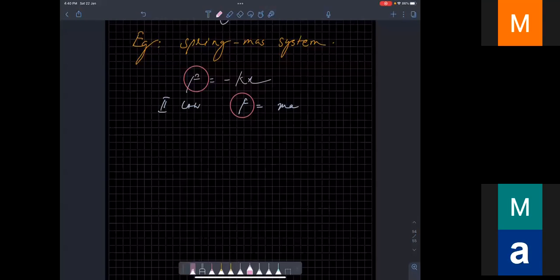So what did we do? We wrote the equation for force in spring mass system, F equals minus kx. Then what did we do? We used Newton's second law. We wrote F equals to ma. Sir, you are not sharing your screen. One second.